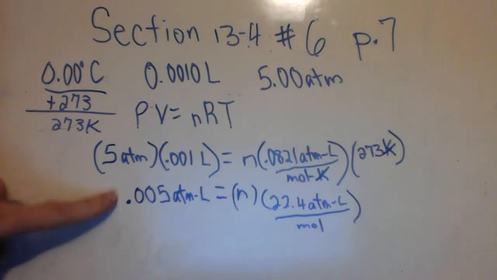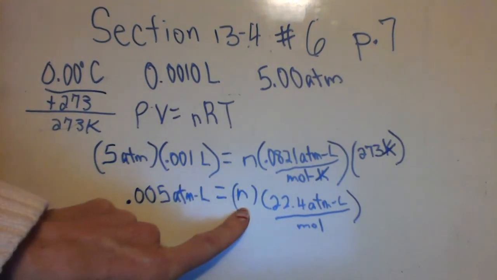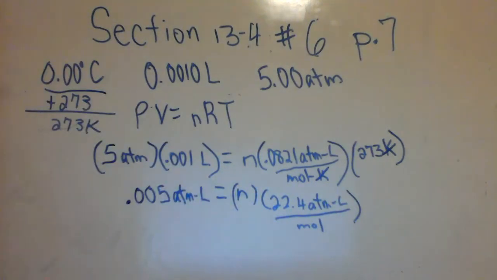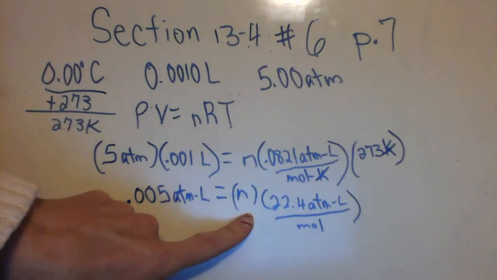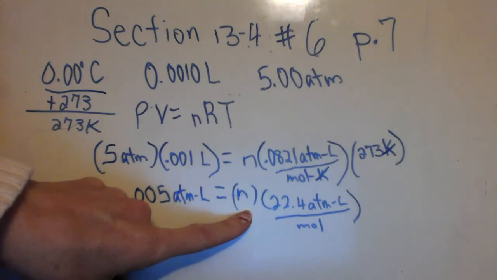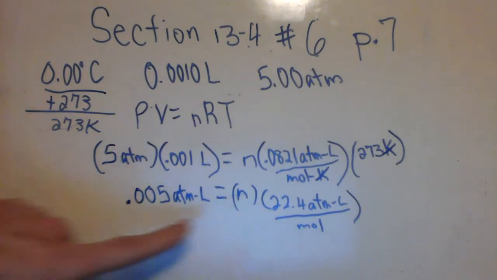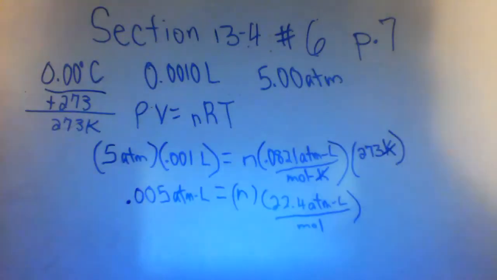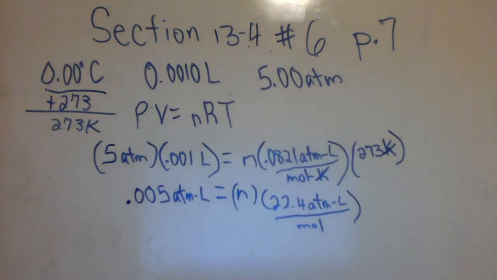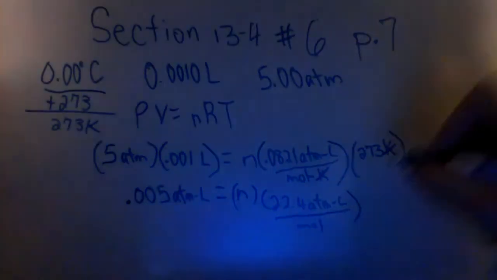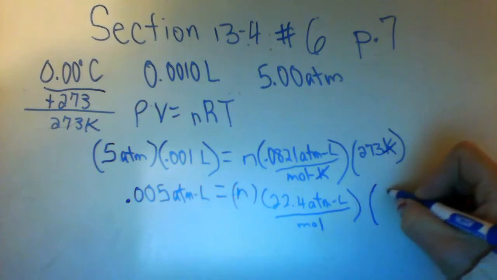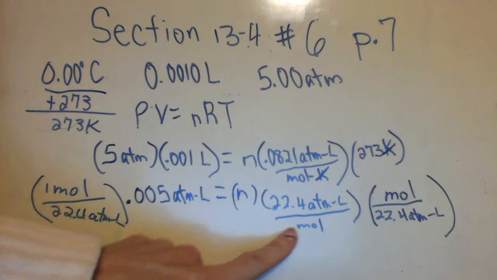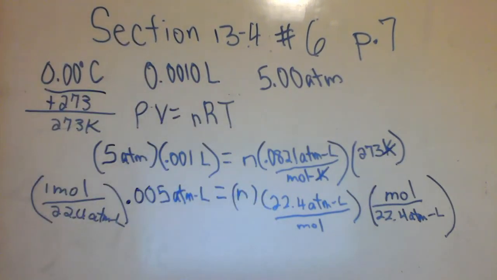This side comes out to 5/1000 atmosphere liters. On this side we still have N, and we have 22.4 atmosphere liters per mole. Now, in order to get N in the equation on one side of the equal sign by itself, we have to divide both sides by 22.4. In order to divide a fraction, we multiply by its reciprocal. So we're multiplying both sides by the reciprocal of this particular fraction with moles on the bottom.